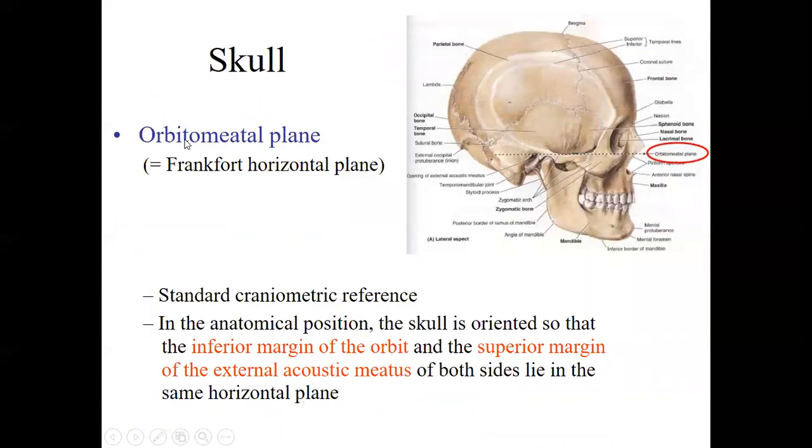Okay, for the skull. Okay, this is an important plane that you have to know. The orbitomeatal plane, which is equal to the Frankfurt horizontal plane. Okay, the orbitomeatal plane or Frankfurt horizontal plane is a standard craniometric reference. Okay, so in the anatomical position, the skull is oriented so that the inferior margin of the orbit, you can see here, and the superior margin of the external acoustic meatus of both sides lie in the same horizontal plane. So this is the orbitomeatal plane. Okay, whenever the inferior margin of the orbit and the superior margin of the external acoustic meatus on both sides lie in the same horizontal plane.